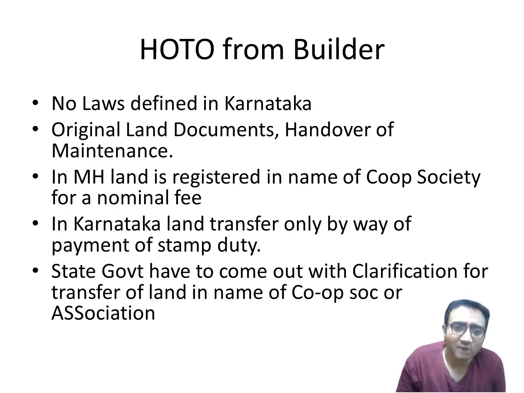Till date, not a single builder anywhere in Karnataka has registered the land in the name of a 1972 association, nor in the name of a 1959 cooperative society. It is only the handover process they follow, and some 95% of builders do not hand over original documents. Only 5 to 6% of builders hand over original land documents to the association.